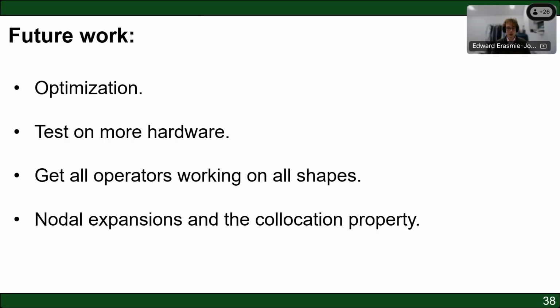So that's sort of the focus of our future work. We want to optimize to get better performance. We want to test on more hardware. We want to get the operators working on all of the shapes. And a particular focus of interest would be to expand to more basis types, such as nodal expansions, and investigate how to neatly implement the collocation property for Lagrange polynomial type bases on both tensor expansion elements such as the quad and hex, and the collapsed elements with the triangle, tetrahedron, prism, and pyramid.